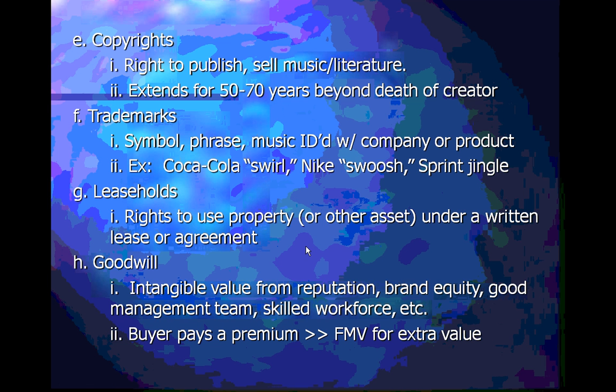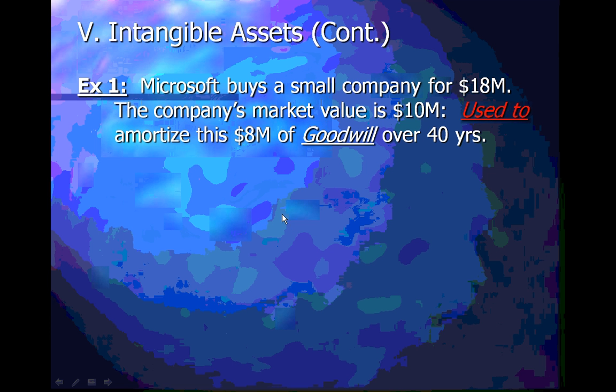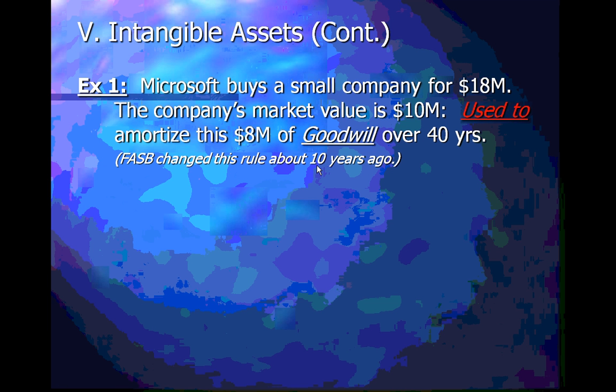So here's what goodwill means. The buyer pays a premium over the fair market value for the extra value of that company or of that asset. You used to be able to amortize it, not anymore. We don't do that anymore, but you should understand what goodwill is. Here's an example. Microsoft bought a company for 18 million. The company's market value is 10. We used to be able to amortize this 8 million of goodwill over 40 years. You won't have to.